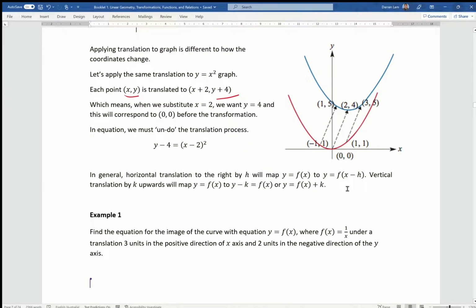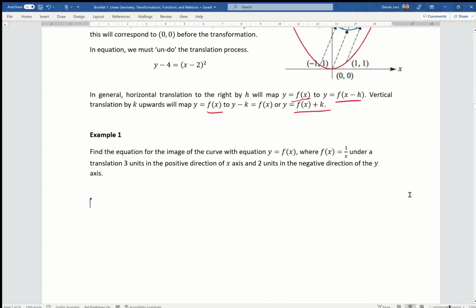Just in general, in case you've forgotten it from last year, a horizontal translation to the right by h units will map f of x to f of x minus h. Remember, if it's in the x direction, it's the opposite. So if we're translating, let's say, 2 units to the right, it's x minus 2. A vertical translation by k upwards will map f of x to y minus k equals f of x, or we can just write f of x plus k. So that's just a direct translation.